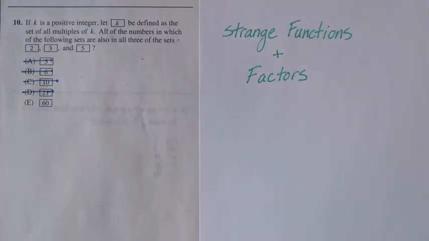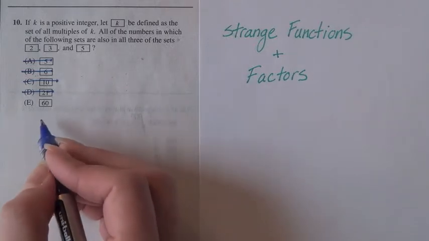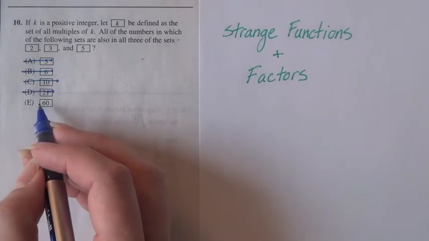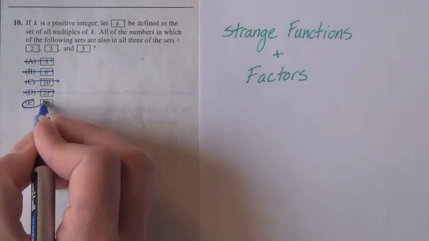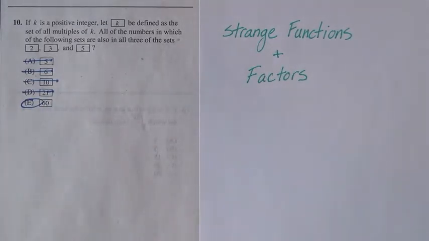What we get to finally is 60. Multiples of 60 will always be a multiple of 2, a multiple of 3, and a multiple of 5. That's because 60's prime factorization contains the prime numbers 2, 3, and 5. So that means that any multiple of 60 will also be a multiple of these three numbers. The correct answer is E, 60 box.